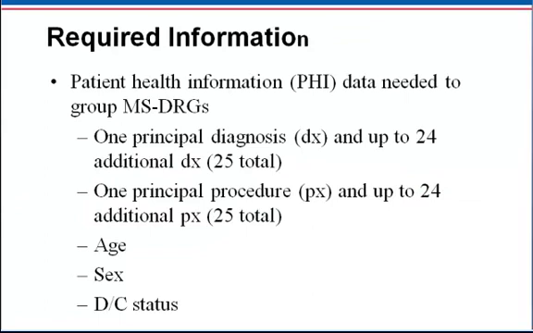In order to assign an MS-DRG, we need to collect PHI, or patient health information. We need our principal diagnosis and just one of those. We can have up to 25 additional diagnosis codes. We can have one principal procedure and up to 24 additional procedures. So for our coding, it's very important to go by our official coding guidelines when assigning principal diagnosis codes. We also need to know the patient's age, sex, and their discharge status.